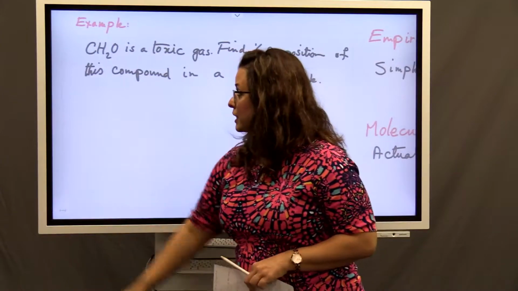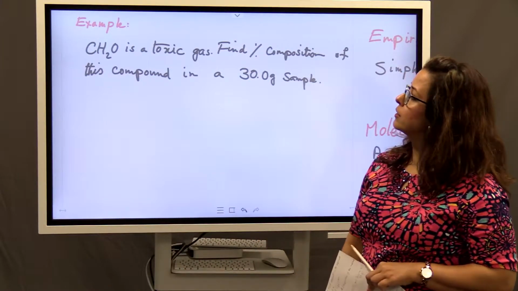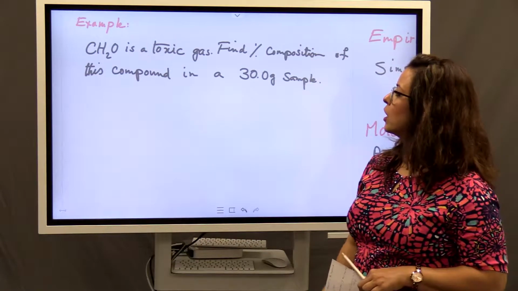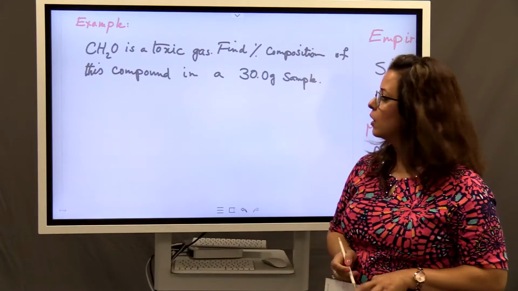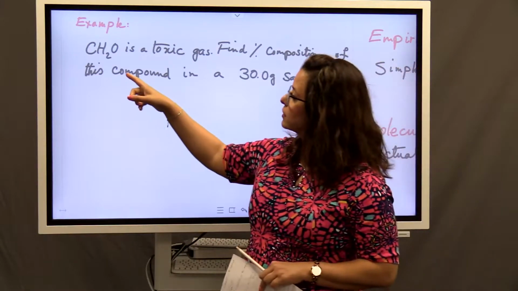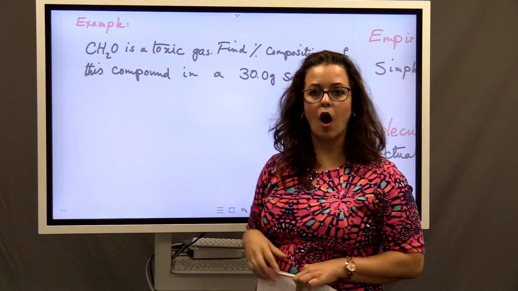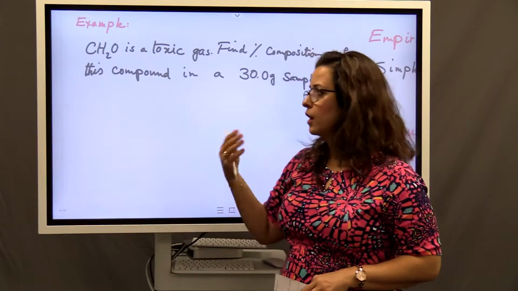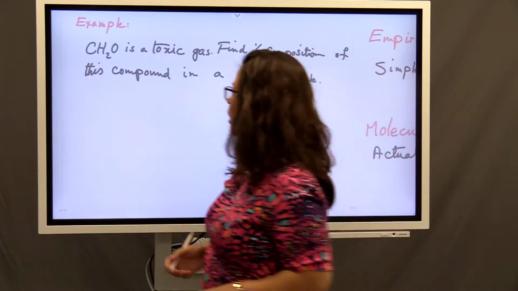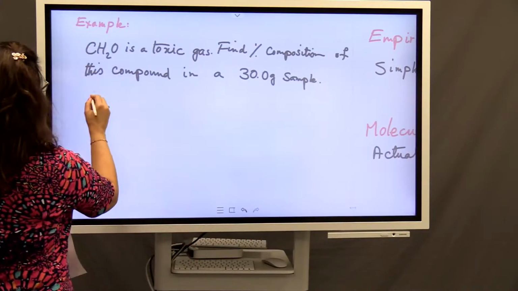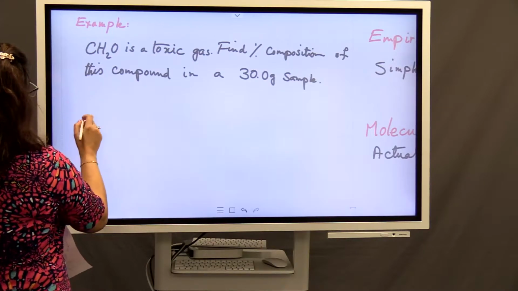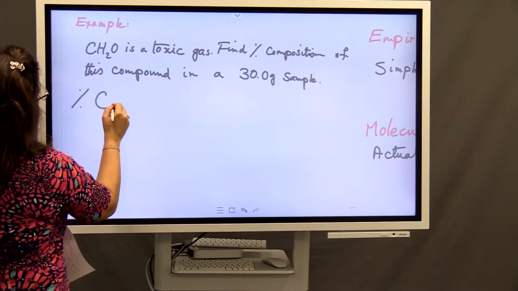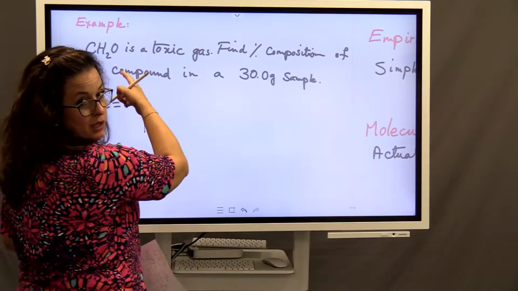So as an example, let's work on CH2O, which is a toxic gas. We are going to find the percent composition of this compound in a 30-gram sample. So first, look at the elements in this compound: carbon, hydrogen, and oxygen. So let's find the mass percentage of carbon first, then hydrogen, and at the end, find it for oxygen. Percentage of carbon. How many carbon atoms do you see in this molecule?